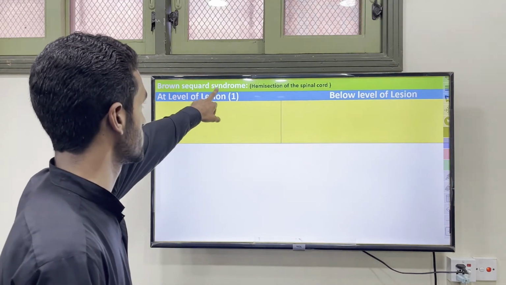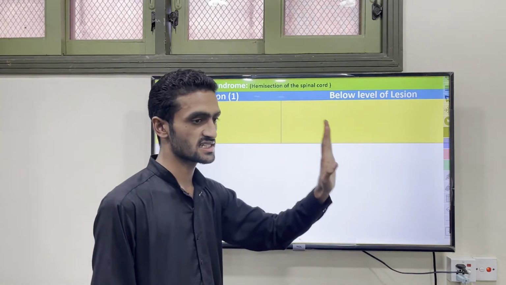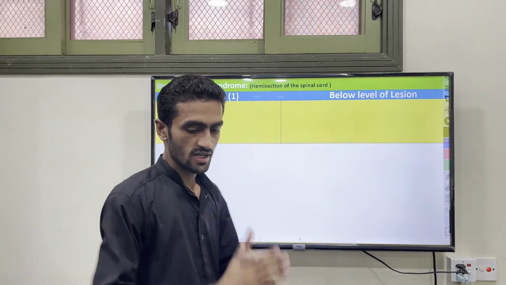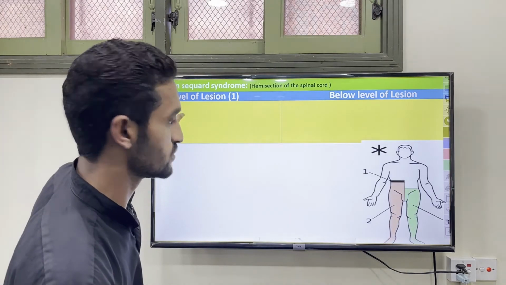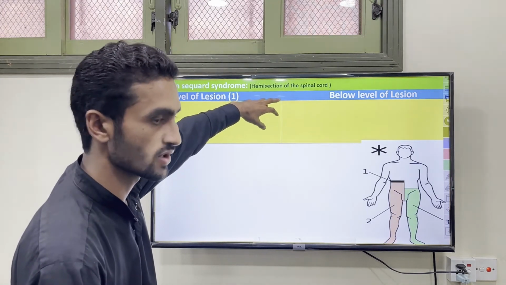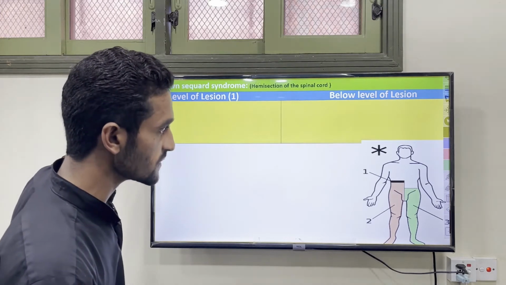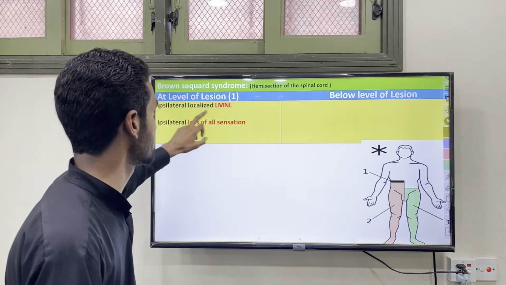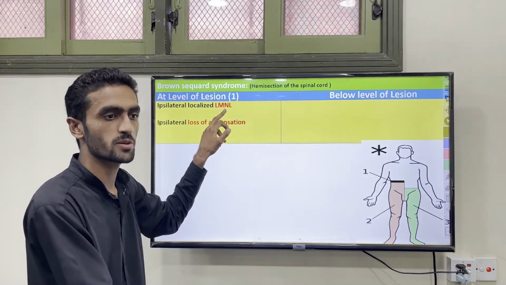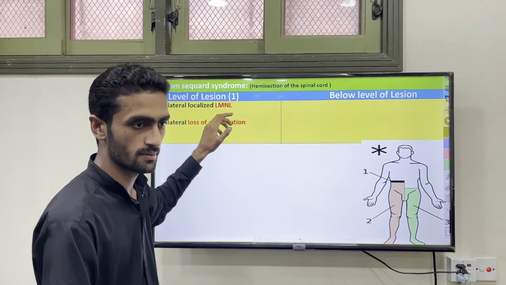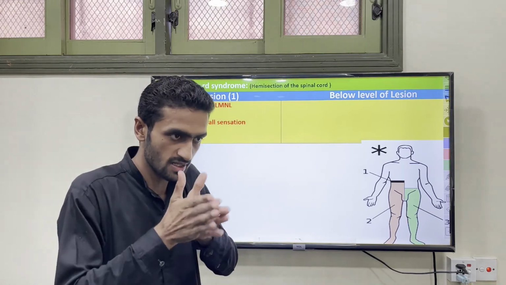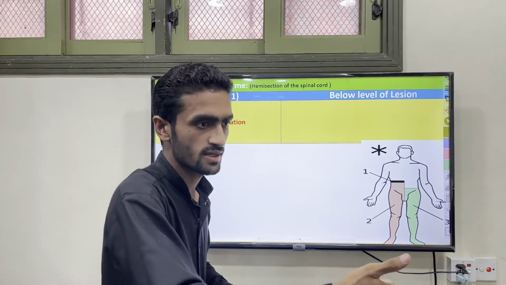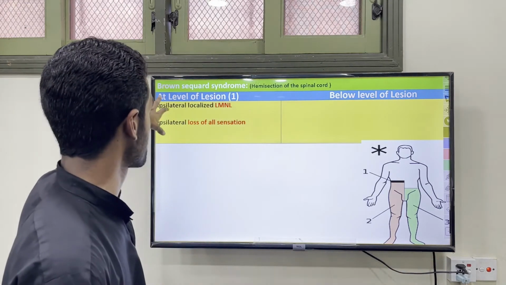So Brown-Sequard syndrome. It is actually hemisection of one half of your spinal cord. For example, you have the right or left side sectioned. What should we find at the level of lesion? You should know better. And below the level of lesion, upper motor neuron findings. If I have hemisected the spinal cord, it is actually when a gunshot or someone put a knife in. Such a condition is your Brown-Sequard syndrome.